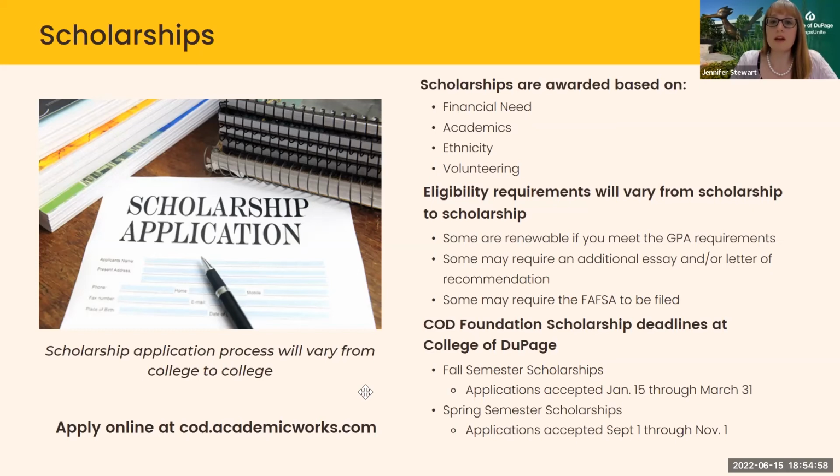cod.academicworks.com. Now we are unique in that we offer scholarships each semester. Our fall scholarships are offered between January 15th and March 31st. So at this point, we've already awarded our scholarships for the fall semester. However, beginning September 1st through November 1st, we're going to open up our scholarship applications again for spring semester. So if you did miss that March 31st deadline, don't worry, we'll have more scholarships offered for the spring. And then if you're going to continue to be here fall of 2023, again, scholarships for fall will always be offered between January 15th and March 31st.